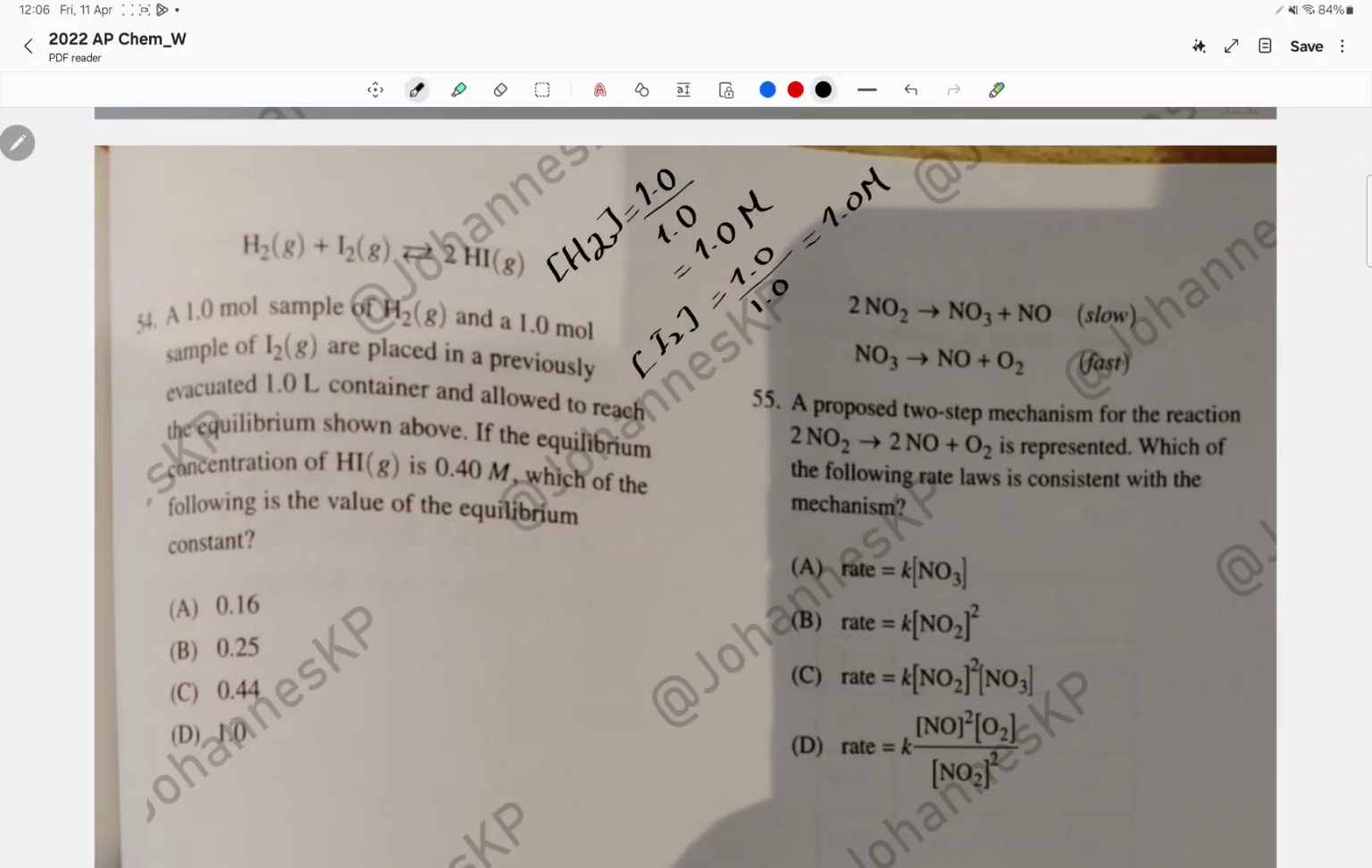Okay. Let's now build the ice table. So H2 plus I2, 2HI.